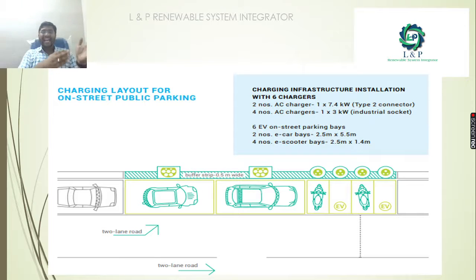2 electric car bays can have a measurement of 2.5 meters width by 5.5 meters length. And if you are going for 4 e-scooter bays, then the length can be 2.5 meters and the width can be 1.4 meters. So this is how we can design the layout for the on-street public parking.